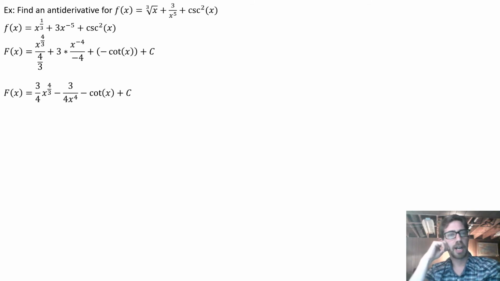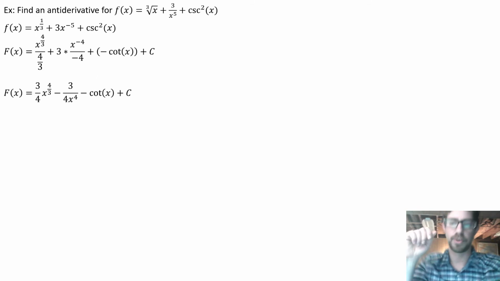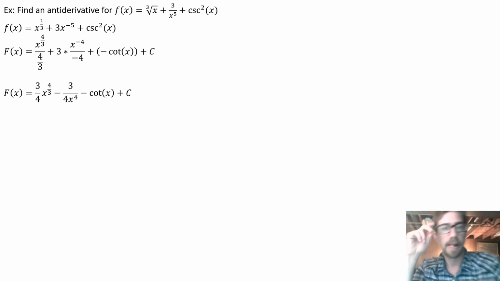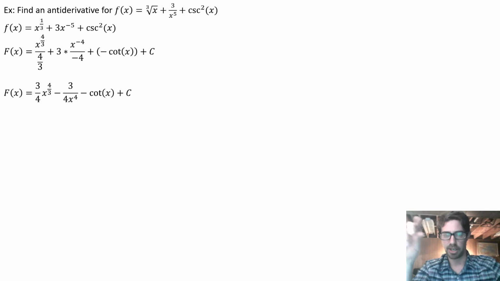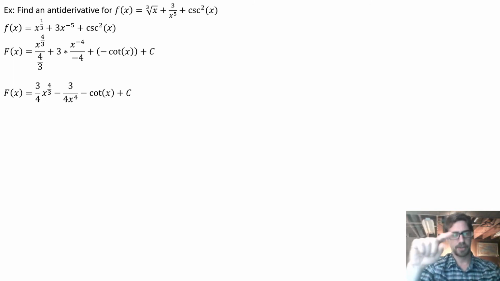So just cleaning it up, dividing by 4/3 is the same thing as multiplying by 3/4. So it's 3/4 x to the 4/3. And then, okay, x to the negative 4th is the same as an x to the 4th being in the denominator. So that can come down to the denominator. And then that 3 is just a constant multiple, so it can sit up in the numerator. So that 3 times x to the negative 4th over negative 4, we can bring the negative out front. So that's the same as minus 3 over 4x to the 4th. And then just simplify that to minus cotangent.